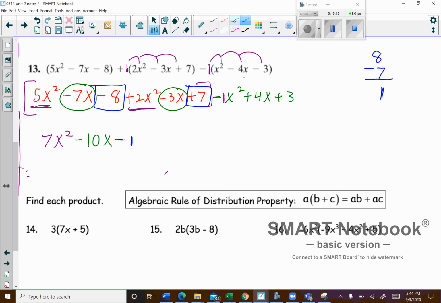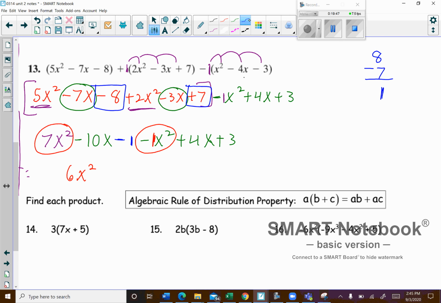Now I'll bring over what I haven't finished yet, the third trinomial. So let's see, minus x squared plus 4x plus 3. Now I'm going to do it all over again. So let's see. So I've got 7x squared, and I'm taking away, there's an understood 1 right there. I'm taking off 1. So I had 7, take away 1, that will give me a 6x squared, right?